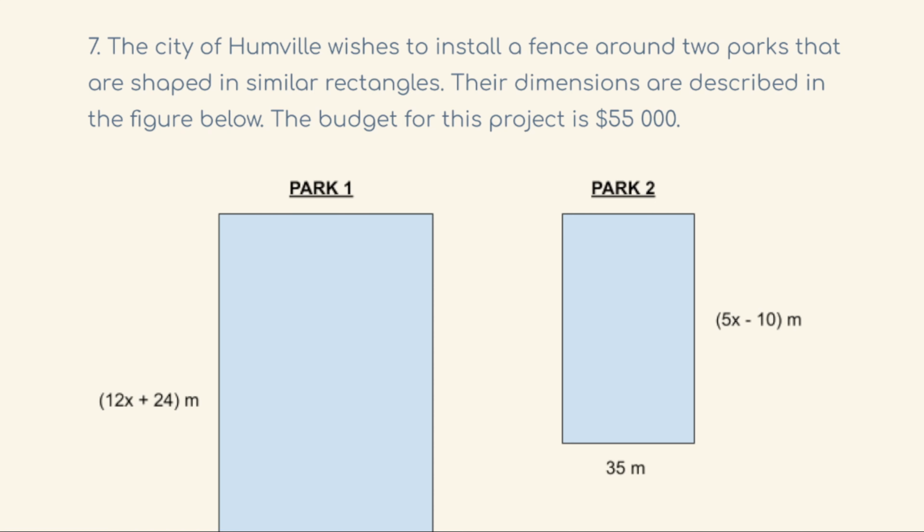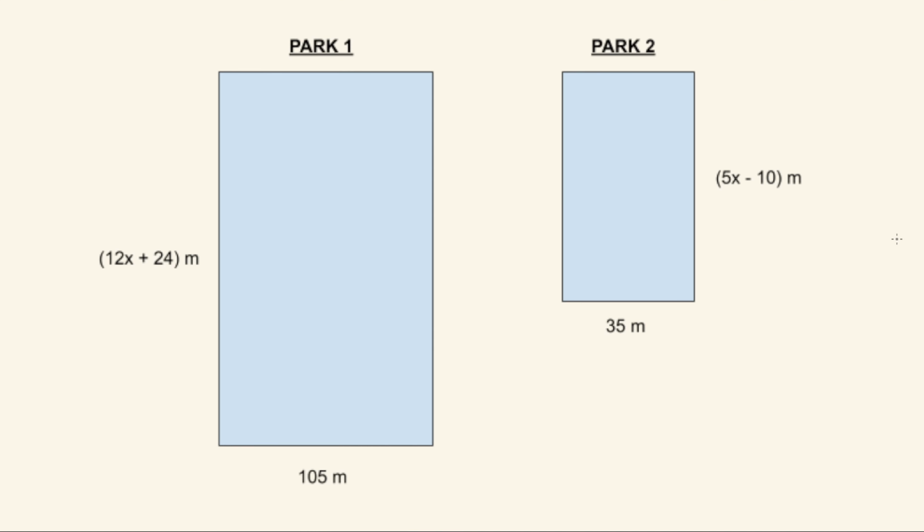Now, last but not least, question 7. The city of Humville wishes to install a fence around two parks that are shaped in similar rectangles. Their dimensions are described in the figure below. The budget for this project is $55,000. Let's scroll down a little bit so we can see the whole diagram here.